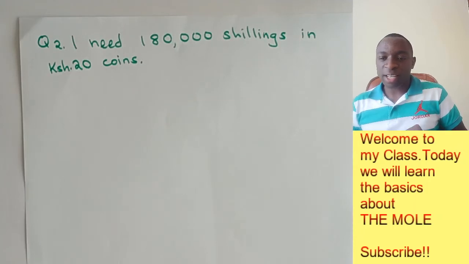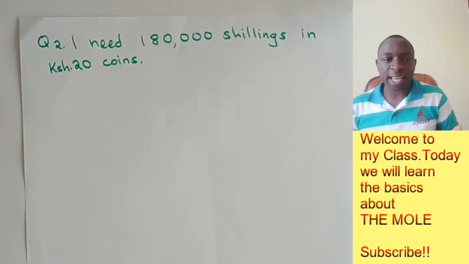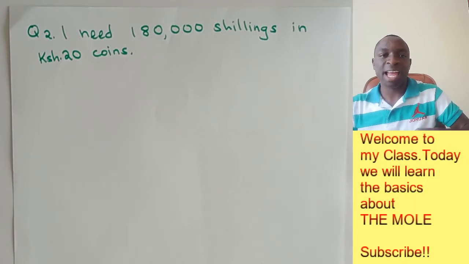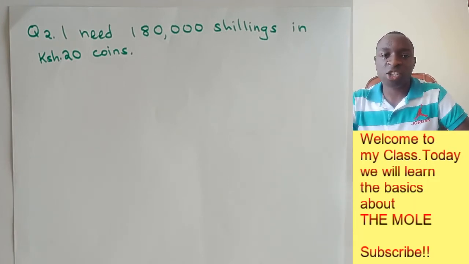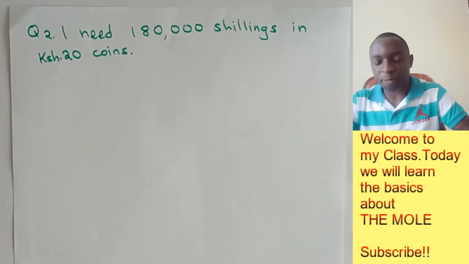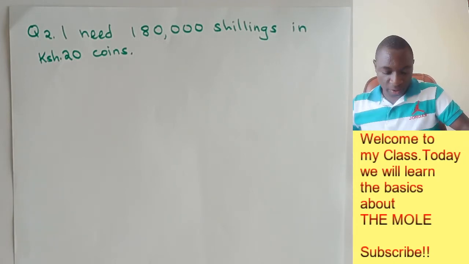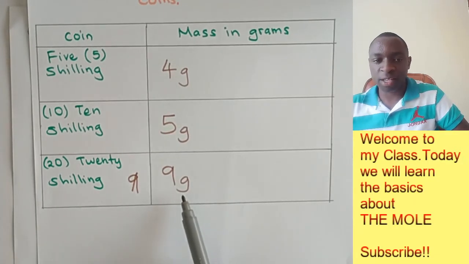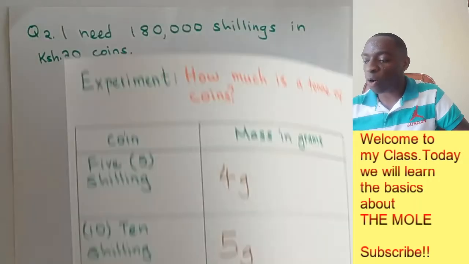All right, so let's go to the second one. The second one is, again, the supermarket attendant comes and says, I need 180,000 shillings in 20 shilling coins. The procedure would be the same. You would check your 20 shilling coin is 9 grams. Now, since that is just 9 grams for one coin, you'll ask yourself, how many coins will I need?